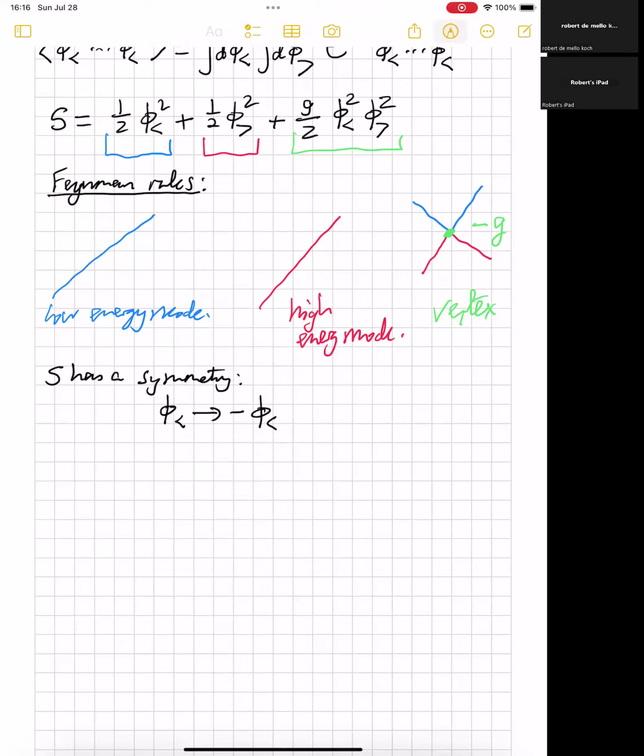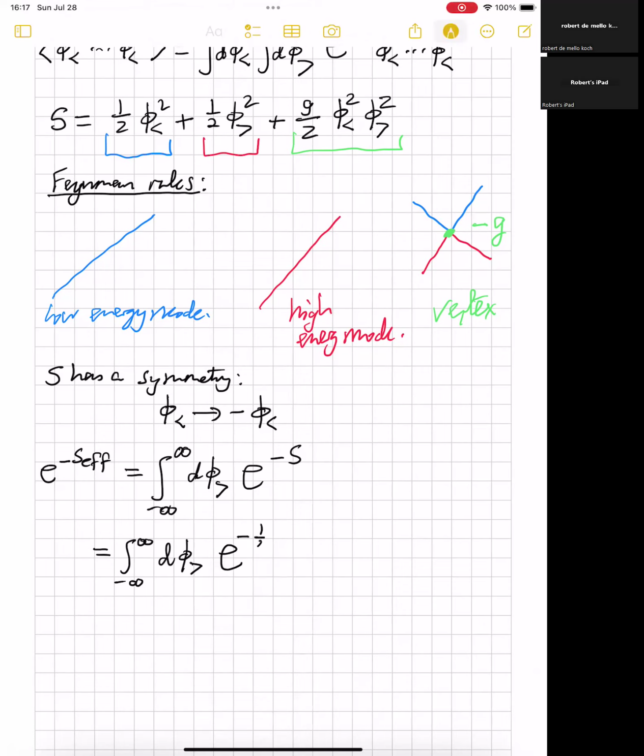So now let's try to calculate the effective action. e to the minus S effective. What does this look like? Well, it will be an integral from minus infinity to infinity of the high energy mode, and we should have e to the minus S. The nice thing about this toy model is that we can do this integral exactly. So let's see why. So we've got an integral from minus infinity to infinity, d phi greater than. And then we've got e to the minus 1/2 phi less than squared, and we've got minus 1/2 phi greater than squared.